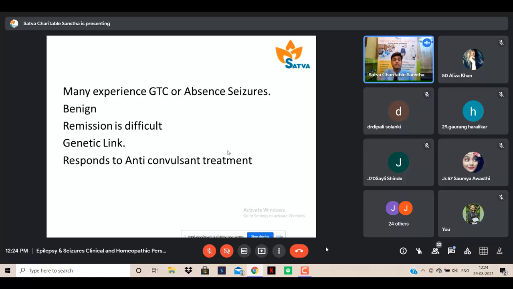So many experience GTC or absence seizure also. It is benign, and remissions are difficult in such a category. It is said that there is some genetic association, some family history of epilepsy somewhere. And they often respond to anti-convulsant treatment properly. You understood? So in juvenile myoclonic epilepsy, you'll find myoclonic jerks. They may have an absence seizure, or they may eventually also get generalized tonic-clonic convulsion. So all the variety is there in this particular category. The word juvenile is because it is seen in children.